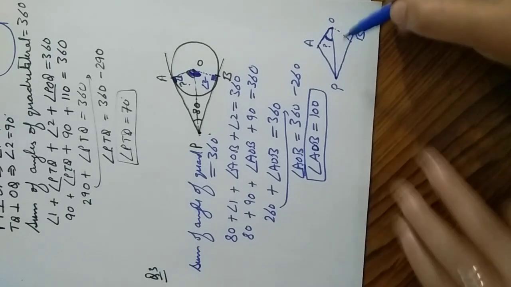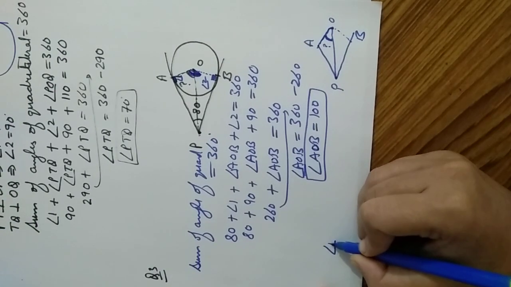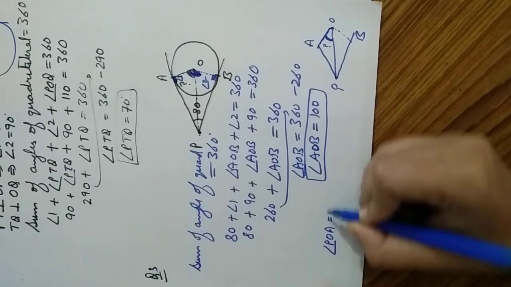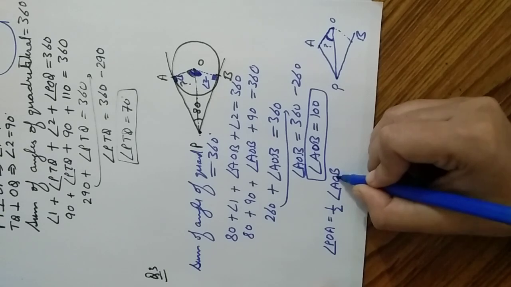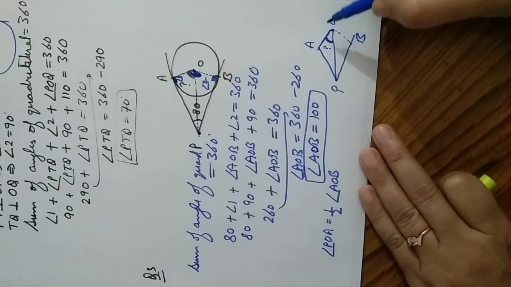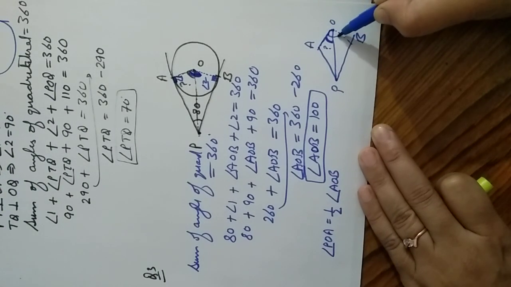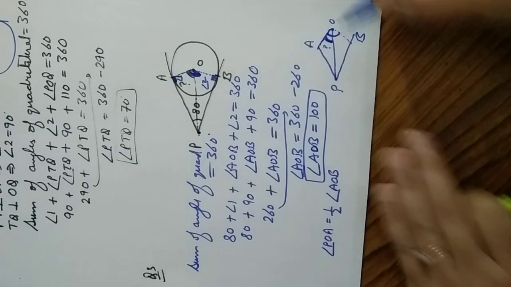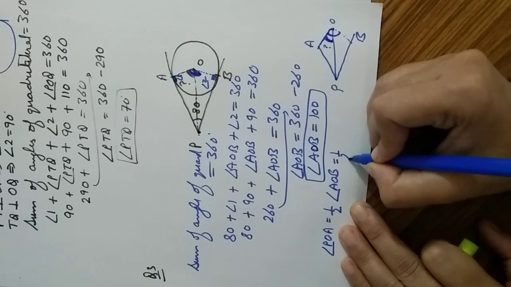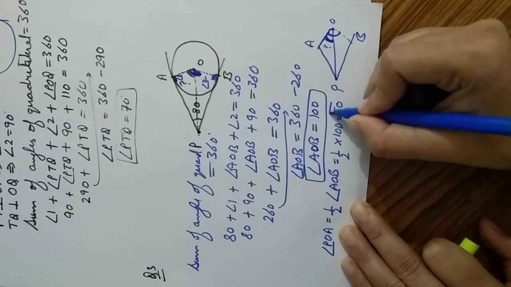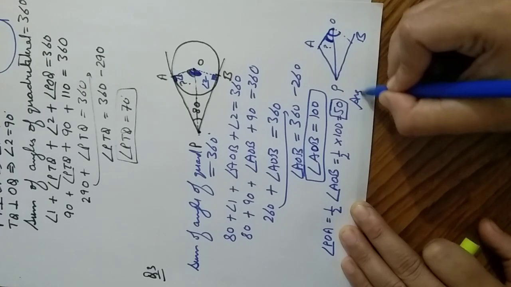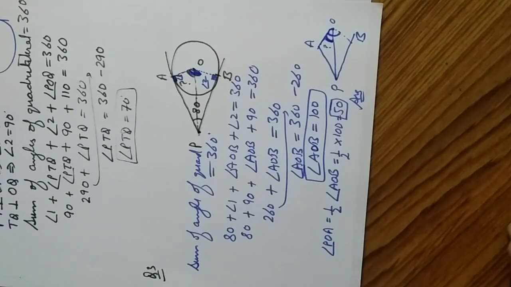So how can we write this? Angle POA is equal to half of angle AOB. If I take half of this full angle, then we will get this angle POA, which is our required angle. Half of 100, so angle POA will become 50 degrees, and this is our answer.